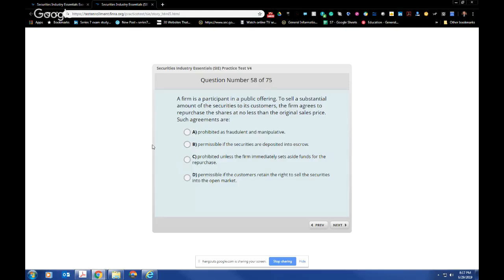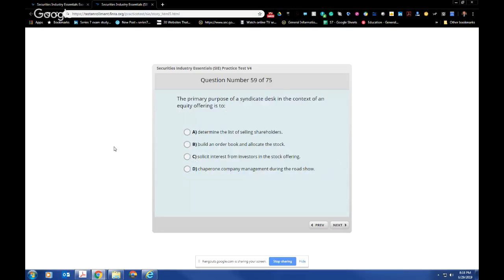A firm is a participant in a public offering to sell a substantial amount of securities to its customer. The firm agrees to repurchase the shares at no less than original sales prices. Now, I would say this is not okay because you're guaranteeing against a loss. If you say buy my shares, but I promise to buy them from you no less than where you bought them, you are guaranteeing against a loss, which is a big no-no. So that should be a no.